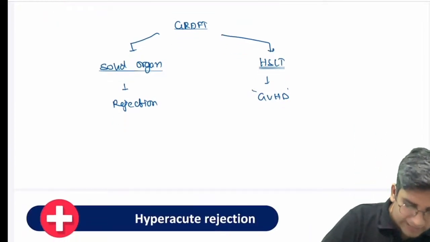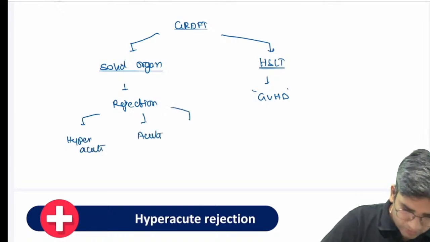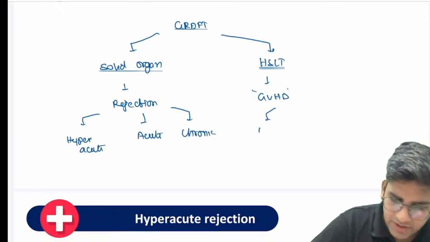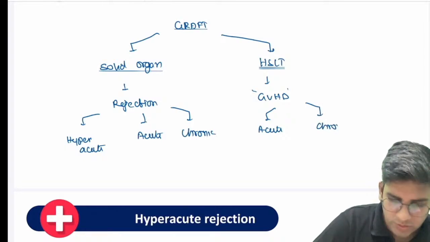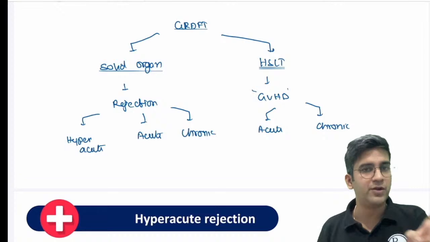In rejection, I have three subtypes. I have hyperacute, I have acute, and I have chronic. That is in rejection. In GVHD, I have the same acute and chronic. That's what happens in case of GVHD. Acute and chronic. In rejection, I have three types: hyperacute, acute, and chronic.